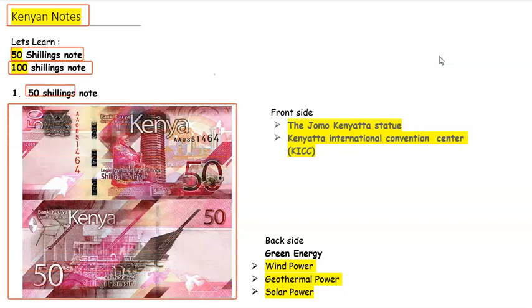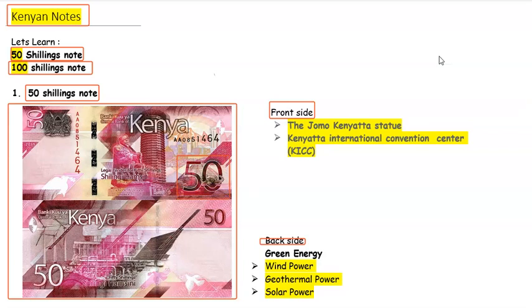Here we are learning about the 50 shillings note. This is how it looks like. It has two sides, the front side and the back side. So let's look at this note and see some of the things that we can see from here. The first thing to look at every note that you're given is the value. So this one, you can see it is a 50 shillings note.